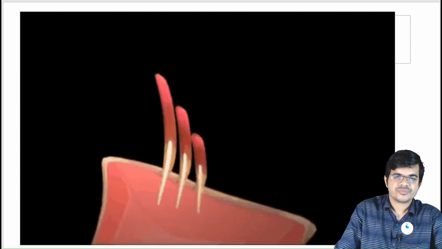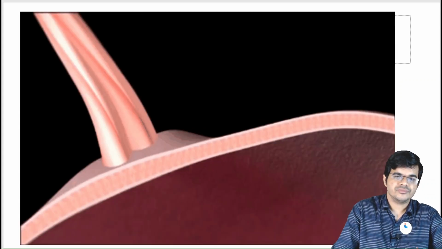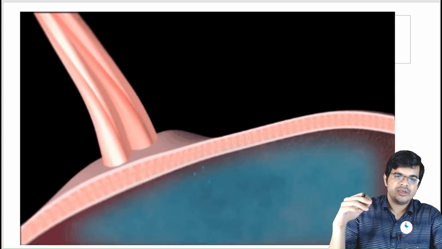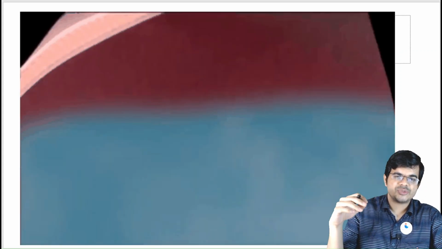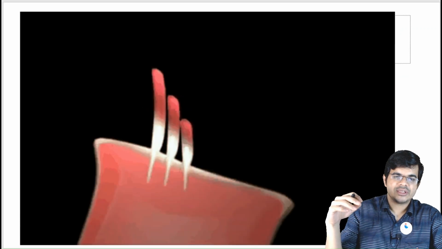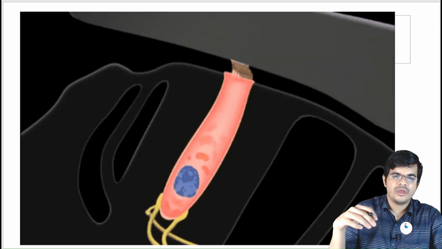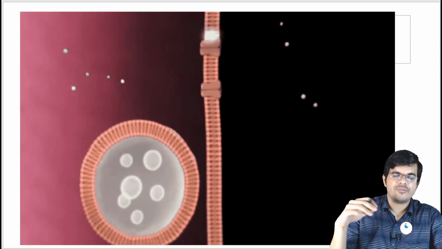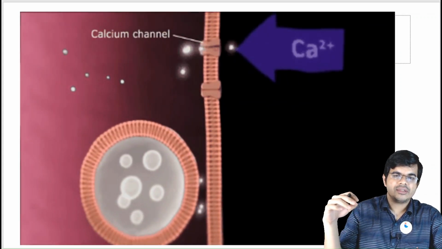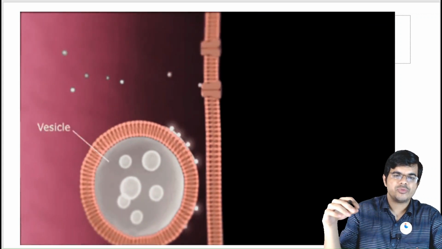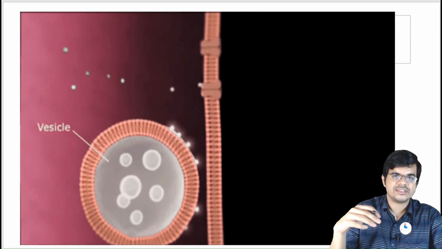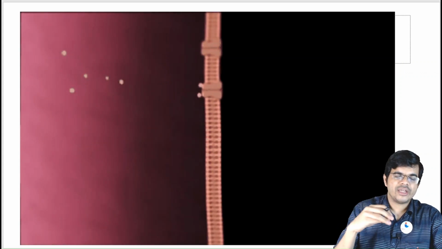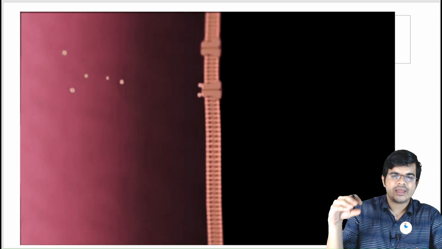Okay, so you can see how the hair cells have stereocilia on them. And when the hair cells stretch, what is happening? There is influx of potassium, and because of that, what is happening? The calcium channels open, and because of the opening of the calcium channels, the neurotransmitter vesicles go and get released.